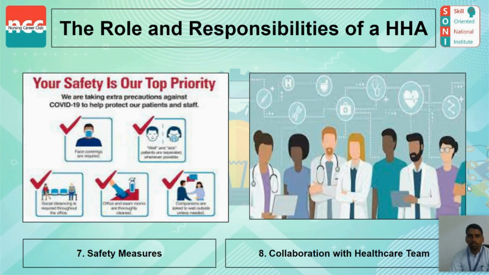Seventh one, the role and responsibilities of an HHA. Seventh one is safety measures. There are many safety measures, like we should use a proper mask when we go to a hospital or a clinic, and a patient should wash his hands in a proper way.